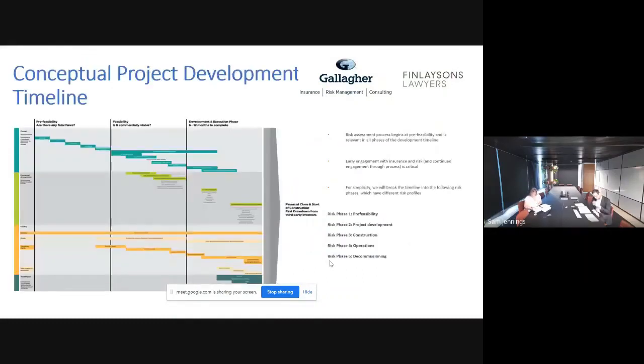Okay, so this is the conceptual project development timeline that you would, as members, have likely already seen from Bioenergy Australia. So we're using the same timeline for today's webinar so that we can take you through the various stages, and so that you can see the relevant appropriate insurances and contractual arrangements that you'll need throughout the lifetime of the project. These are pre-feasibility, project development, construction, operations and decommissioning, if in fact the project is to be decommissioned.